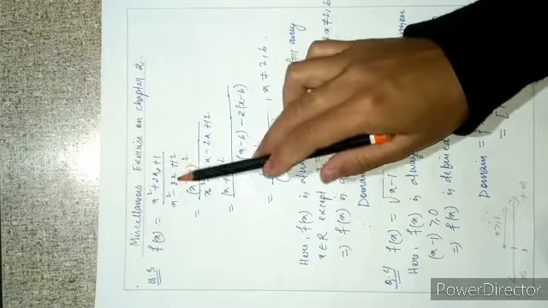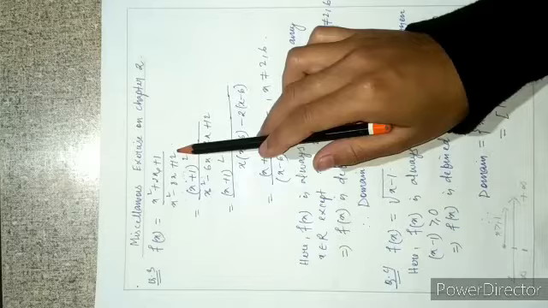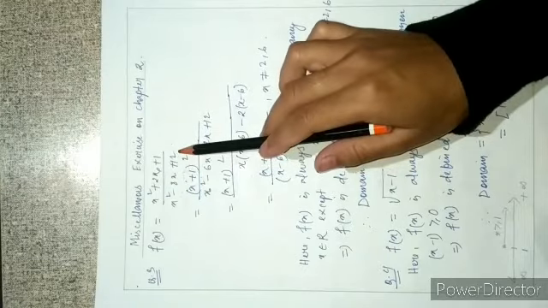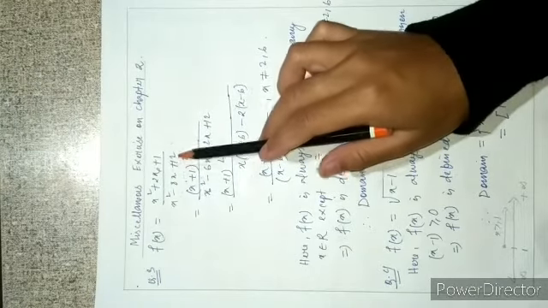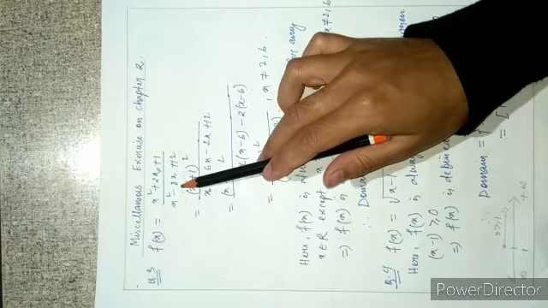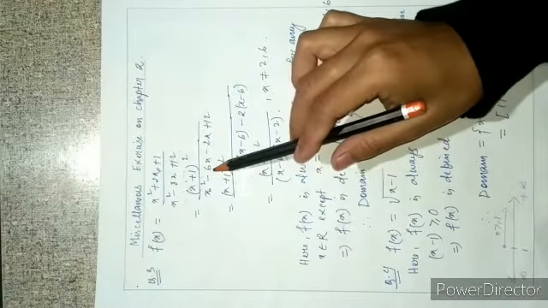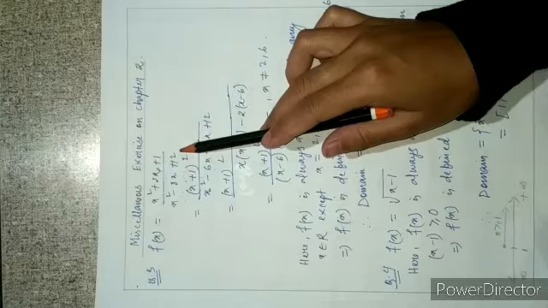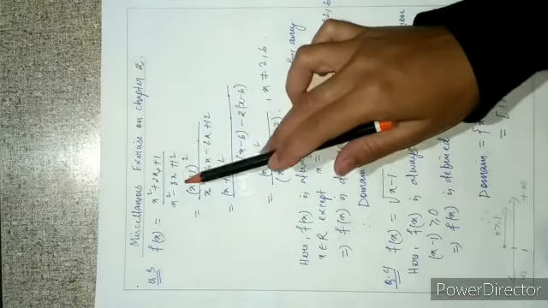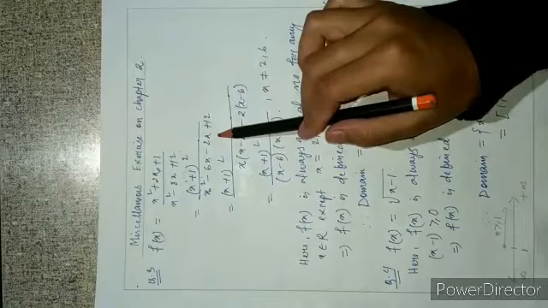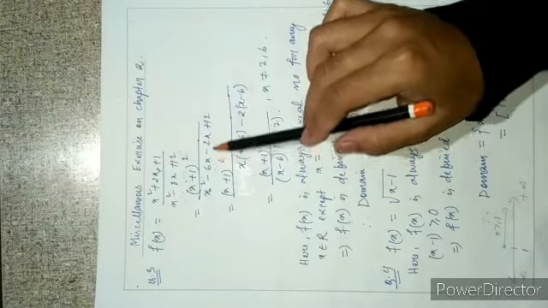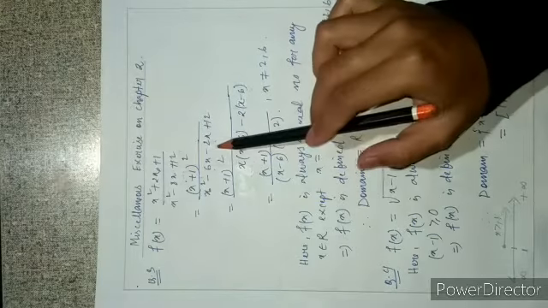Then we can factorize this quadratic equation by using the splitting method. For this, we need to find two numbers whose product is 12 and their sum is equal to minus 8. So the two numbers are minus 6 and minus 2. And so this 8x can be expressed as minus 6x minus 2x.